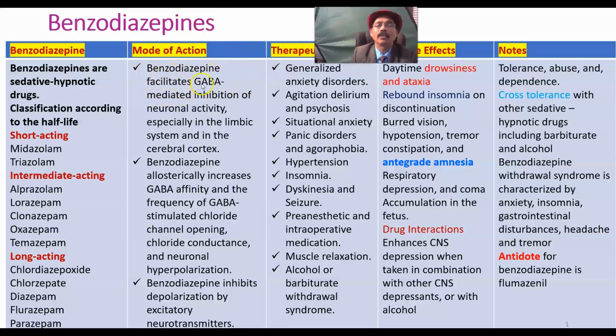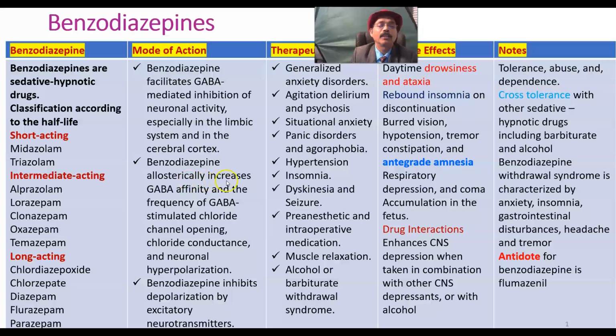Benzodiazepines facilitate gamma-aminobutyric acid mediated inhibition of neuronal activity. This is an inhibitory neurotransmitter, and it works especially in the limbic system and in the cerebral cortex. The limbic system of the brain includes multiple structures like the cingulate gyrus, the mammillary body, and the hypothalamus, and the cerebral cortex is the outer part of the brain.